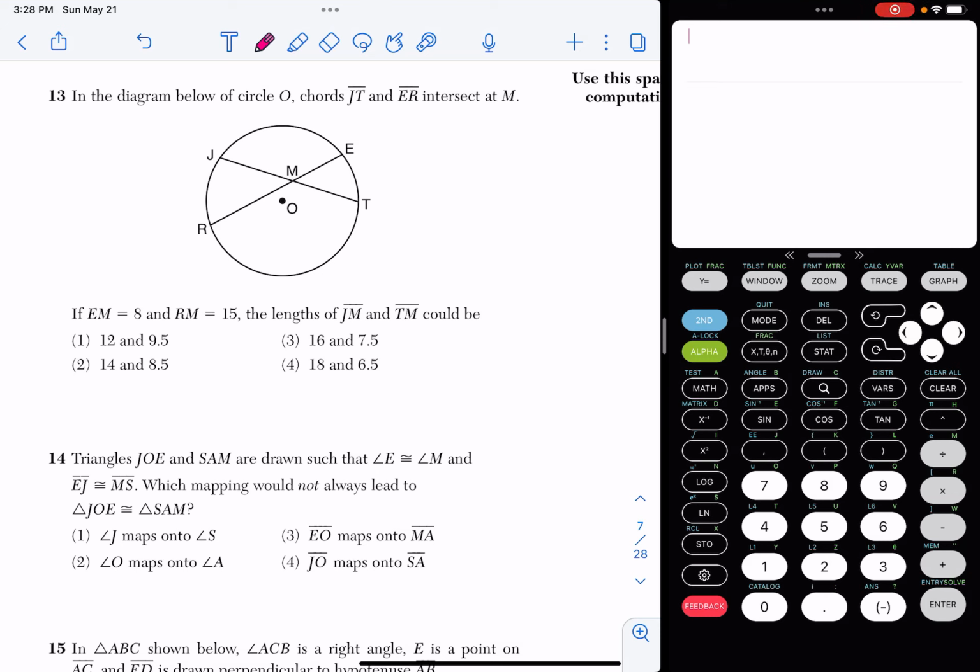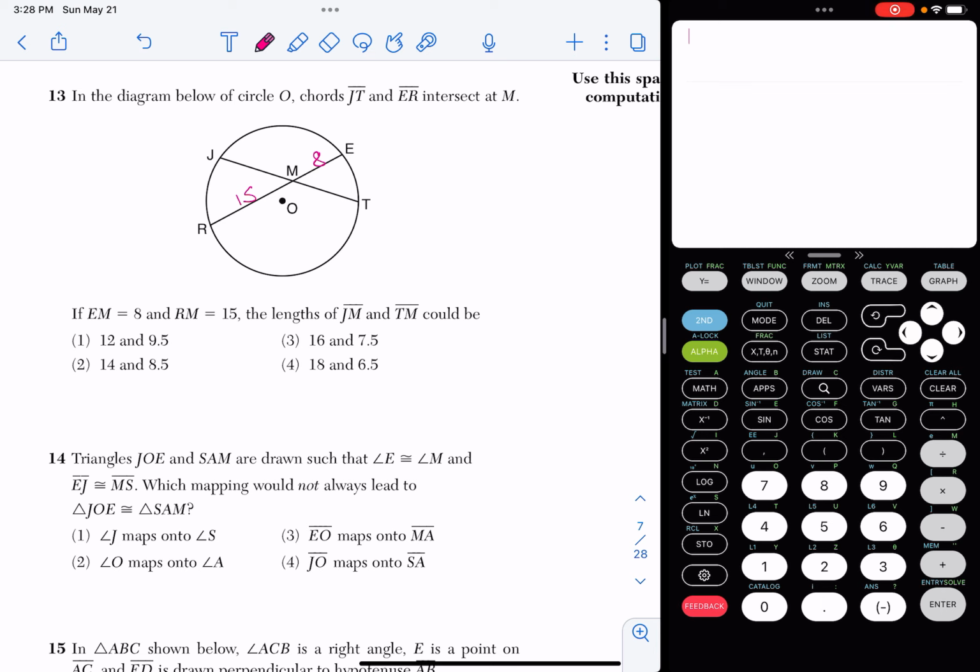Hey everybody, in this video we'll be covering 13 through 24 from the June 2019 Geometry Regents. 13. In the diagram below of circle O, chords JT and ER intersect at M. If EM is equal to 8 and RM is equal to 15, the lengths of JM and TM could be.